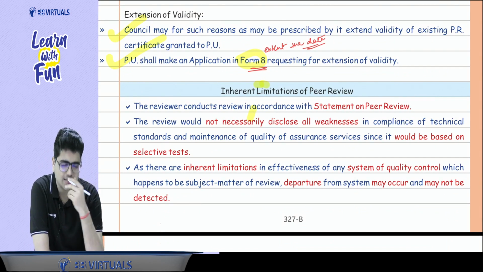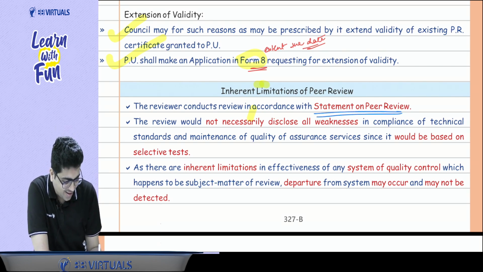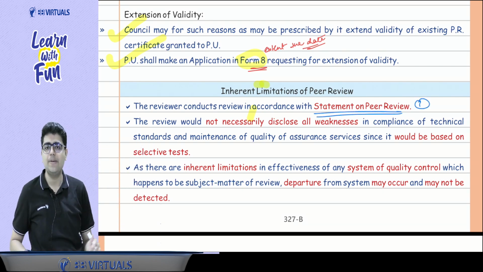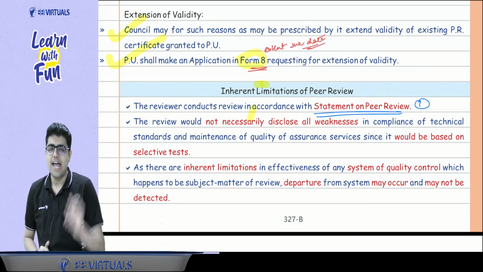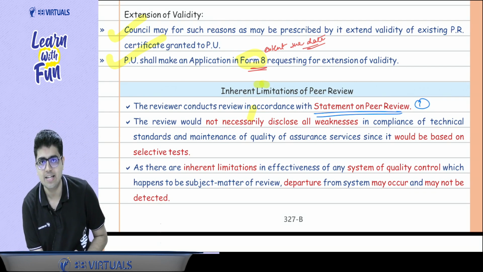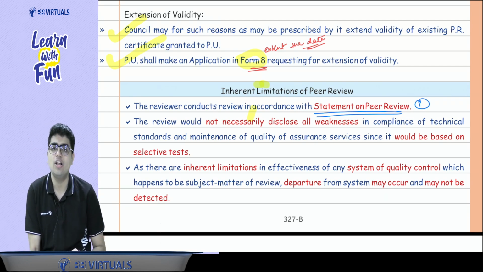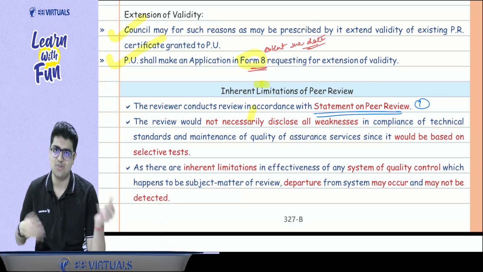The main inherent limitation is it is done as per the statement on peer review. What, sir? How come this is the point? Yes. So the statement on peer review says you can do selective testing. And whenever you are doing selective testing, it will not disclose all the misstatements. It will not disclose all the weakness.